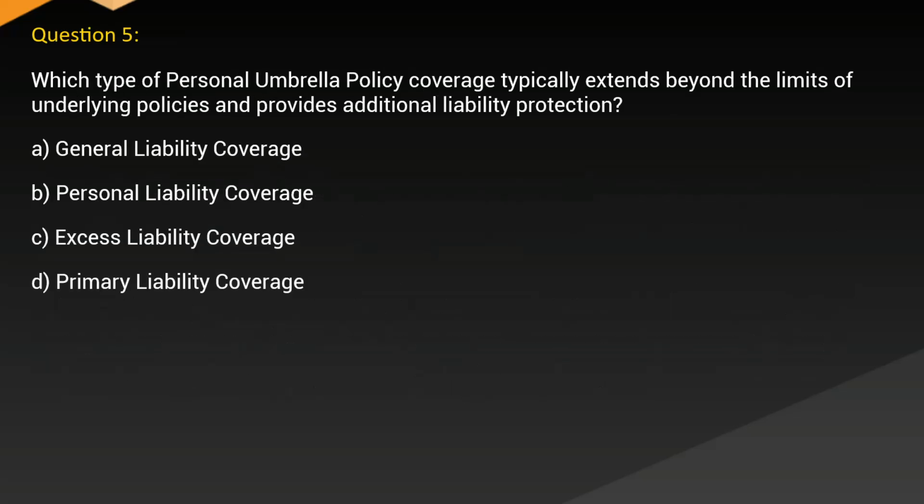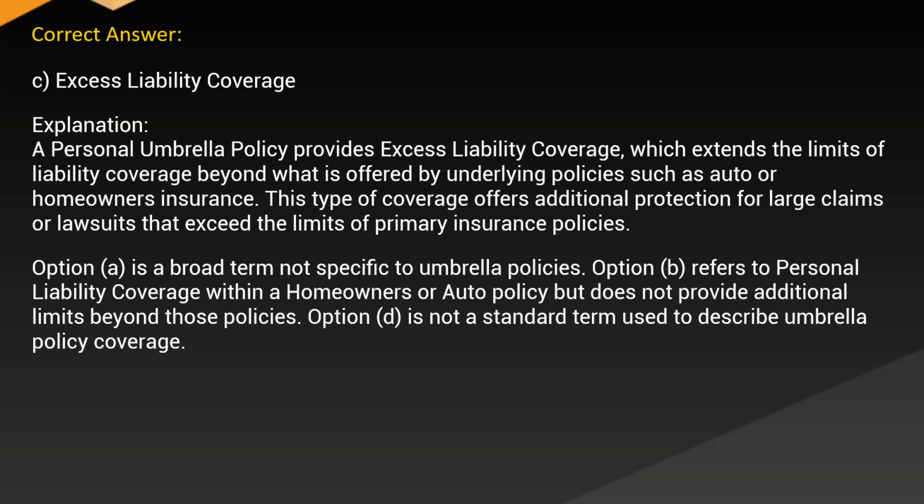Question 5. Which type of personal umbrella policy coverage typically extends beyond the limits of underlying policies and provides additional liability protection? A. General liability coverage. B. Personal liability coverage. C. Excess liability coverage. D. Primary liability coverage. Correct answer: C. Excess liability coverage.